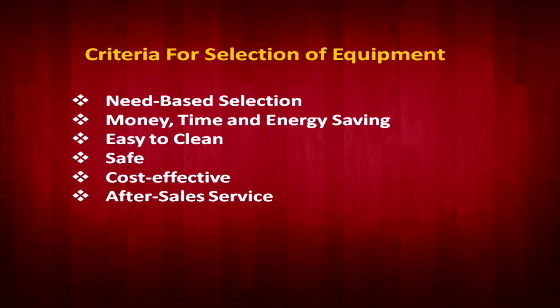And I think in this category we can also use the cooking stove and pressure cooker, because they are not used with electricity. So we have some criteria for how we should select. Some of them are need-based selection, saving of time, money and energy, easy to clean, safe, cost effectiveness, and after-sales services. Please explain each one of them in detail to our learners.